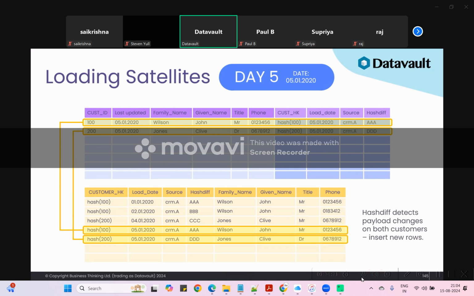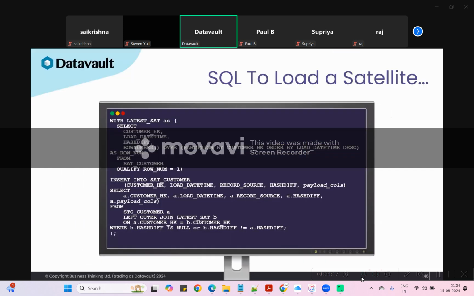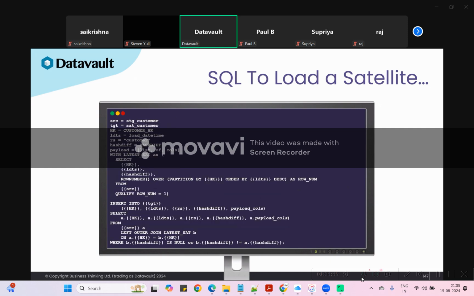Okay, so the satellite is kind of point in time, the history of changes, and the SQL to load that is similar for every satellite. Here's a CTE at the top where we find the latest satellite records, and then we insert into the satellite if the hash diff is different. And that means we can also template that and generate the satellite load automatically if we've got that metadata.